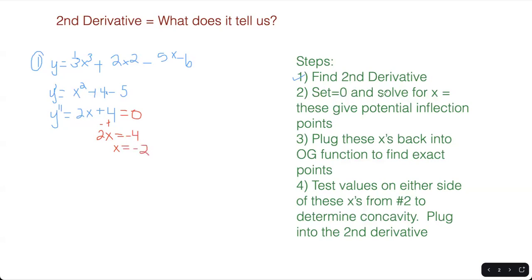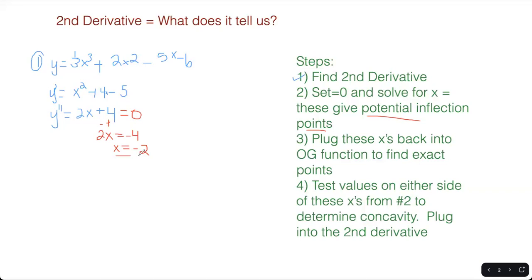So this right here, if you read, this gives us a potential inflection point. So what does the second derivative tell us? Well, it tells us our potential inflection points. So to recap, the first derivative tells us our potential maxes and mins, our critical values. The second derivative is going to tell us our inflection points.